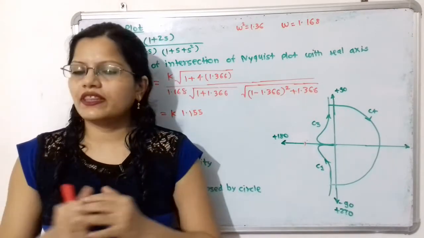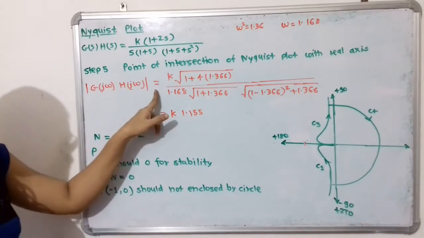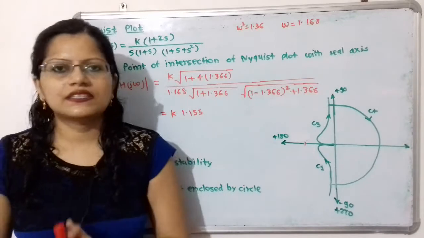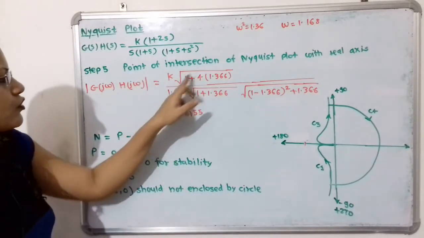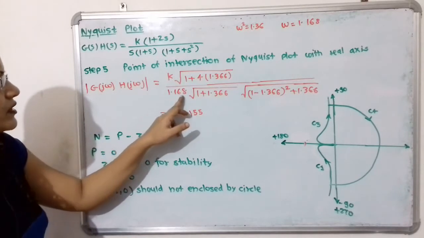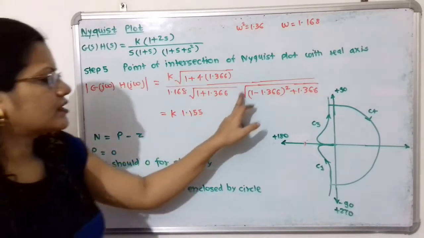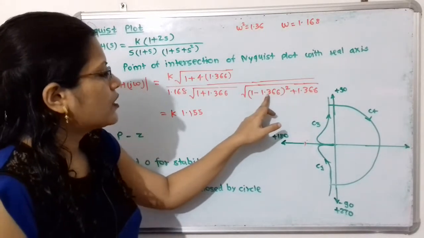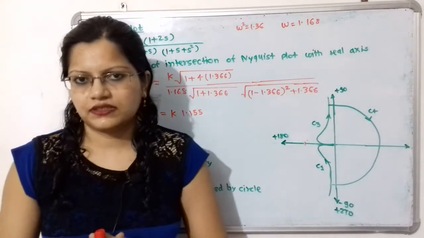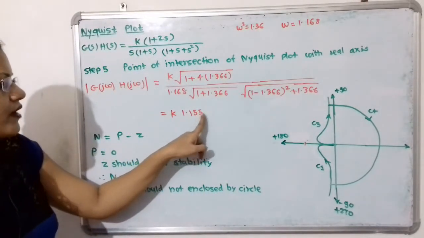So we will refer that formula, that is mod of G(jω)H(jω) is equal to. So I have put here directly values. Formula is in the step 1, K under root of 1 plus 4 1.366 divided by 1.168 under root of 1 plus 1.366 under root of 1 minus 1.366 square plus 1.366. So if we solve this, we will get the answer K 1.155.